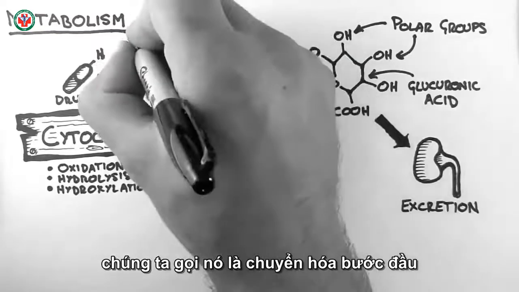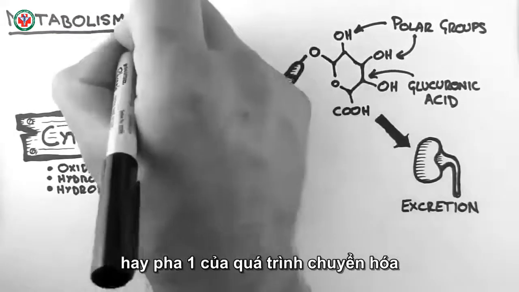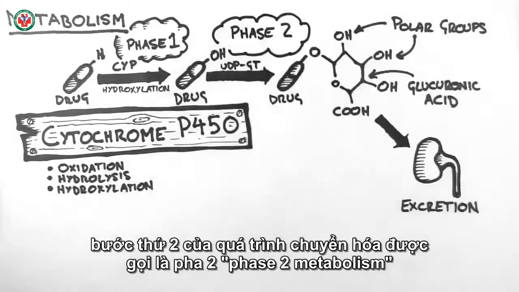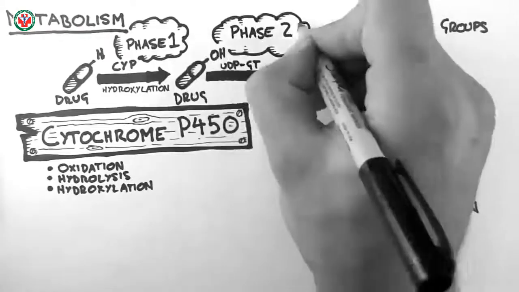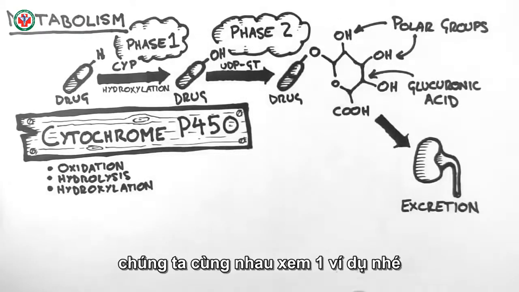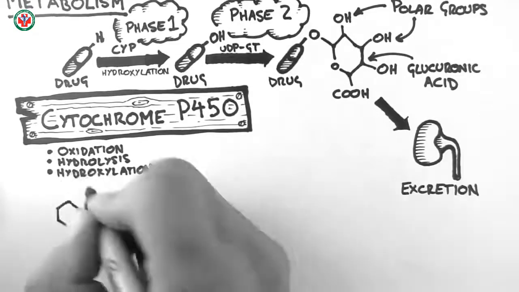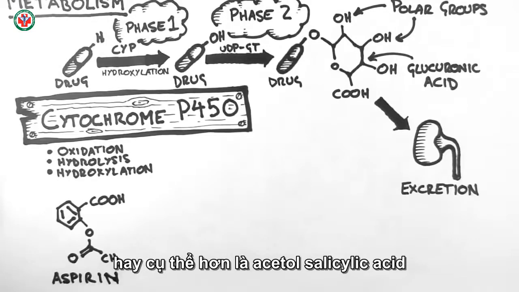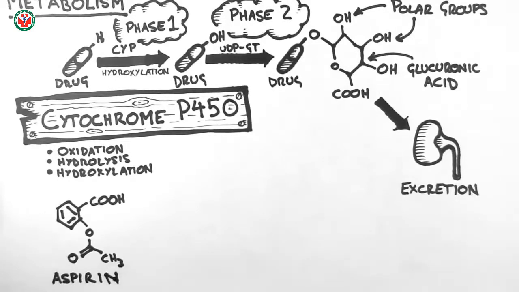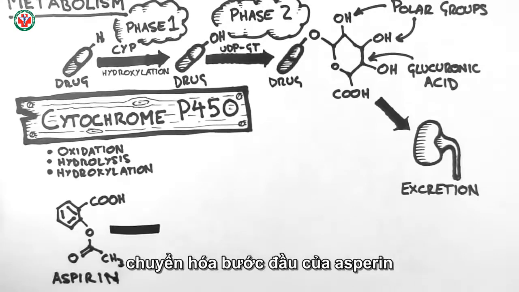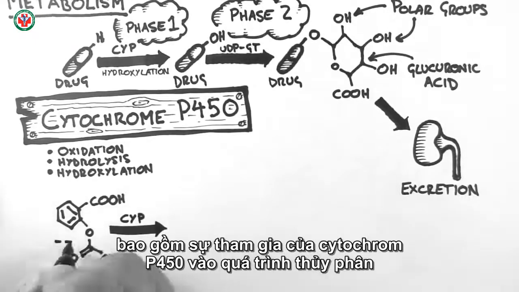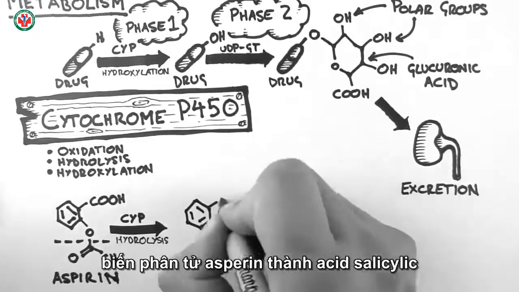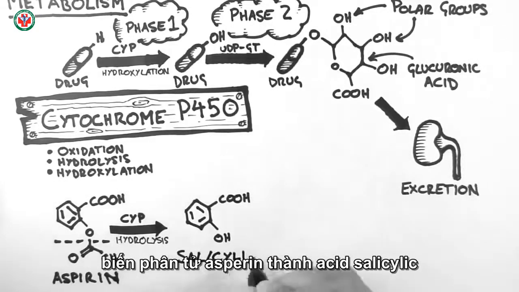We call this first part of the process phase 1 metabolism. The second part of the process we call phase 2 metabolism. Let's have a look at an example now. This molecule here is aspirin, or more correctly, acetyl salicylic acid. The phase 1 metabolism of aspirin involves a cytochrome P450 hydrolyzing the aspirin molecule, and the resultant product is salicylic acid.